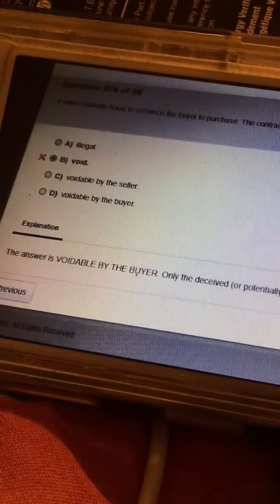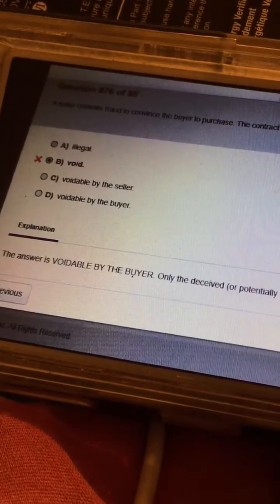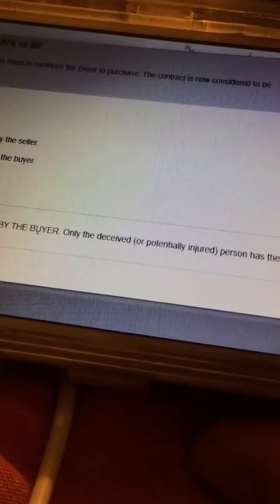The answer is D. Voidable by the buyer. Only the deceived or potentially injured person has the right to terminate the contract.